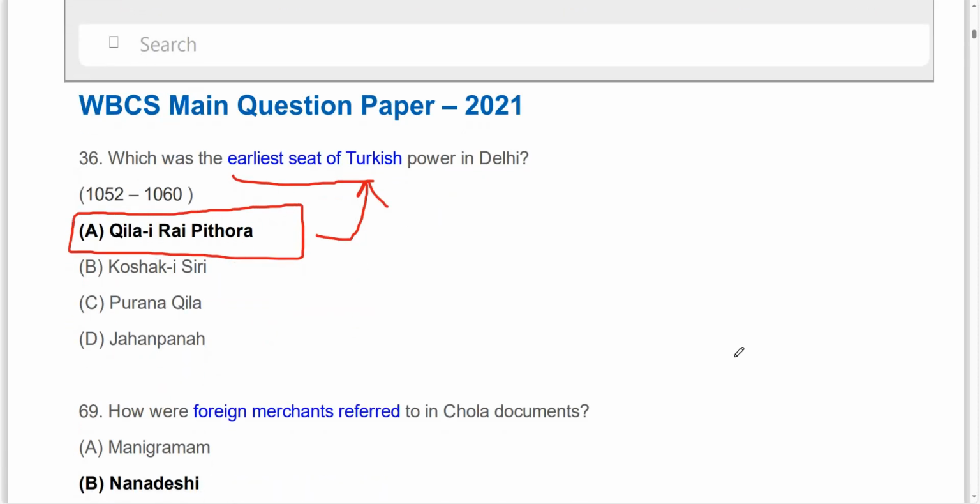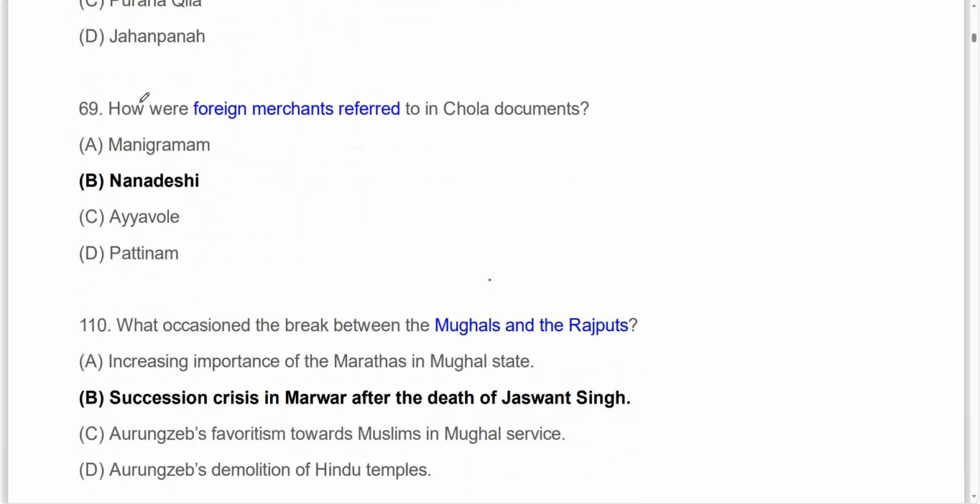The Mains question paper 2021: which was the earliest seat of Turkish power in Delhi? The earliest seat of Turkish power in Delhi, 1052 to 1060, was Quila-i-Rai Pithora. This was the place where they first established themselves in power in Delhi.